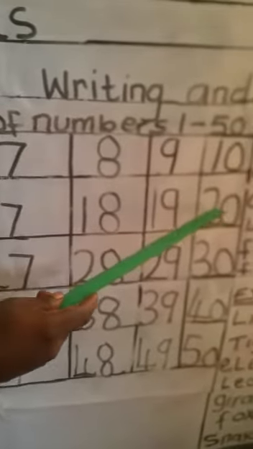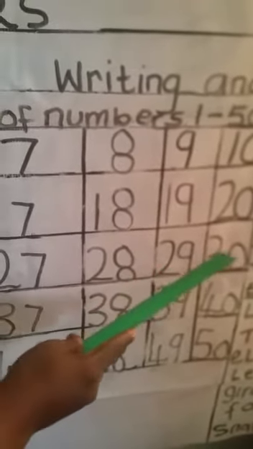11, 12, 13, 14, 15, 16, 17, 18, 19, 20, 21, 22, 23, 24, 25, 26, 27, 28, 29, 30, 31, 32.